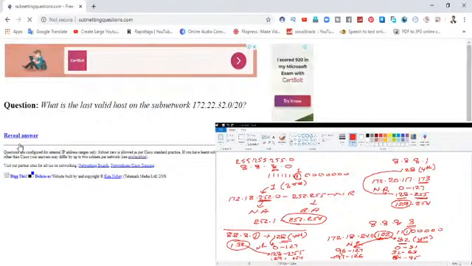What is the last valid host on the subnetwork? The last valid host on the subnetwork will be 172.22.47.254. 254 is the last valid host. 47.254. Cool. Awesome. Next question.